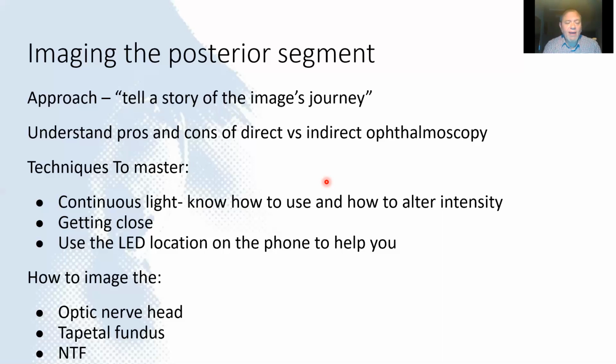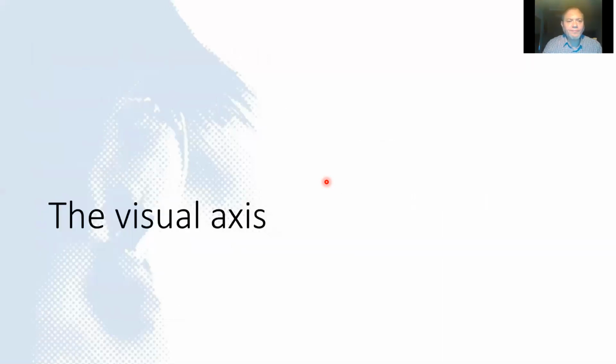And also to think about the way we hold our phone to maximize that, depending whereabouts the LED, the light and the camera are. So on the corner of your phone, the middle of the phone, you need to hold your camera in a different way. And then specifically, we're going to think about how we image the optic nerve head, the tapetal fundus, and the non-tapetal fundus, because we need slightly different techniques for each of those parts of the fundus.